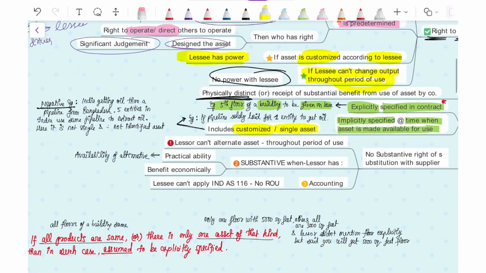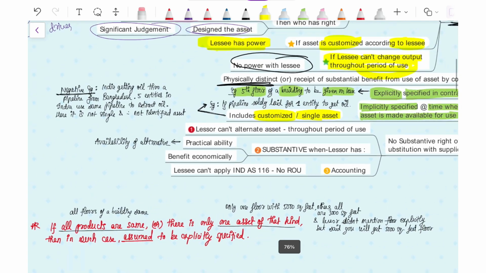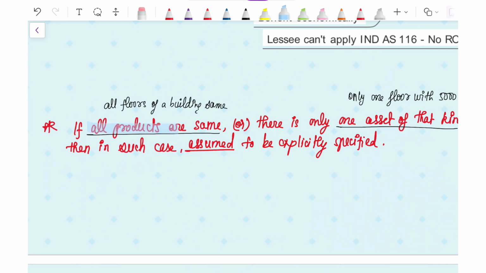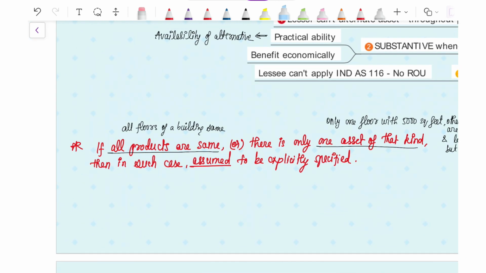Now let's understand a few examples related to it. When we spoke about explicitly specifying in the contract, what happens if all the products are the same? Suppose all the floors in the building are the same. If you are told that you would be given one apartment in the building, and in that building all the apartments or all the floors are just the same, all the houses are built the same way, then even if it is not specified in the contract which specific apartment you are going to get, it's still okay.